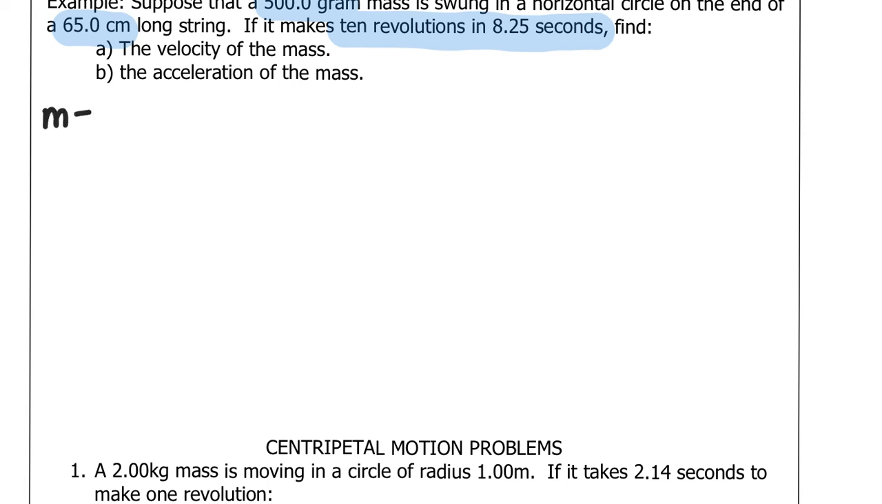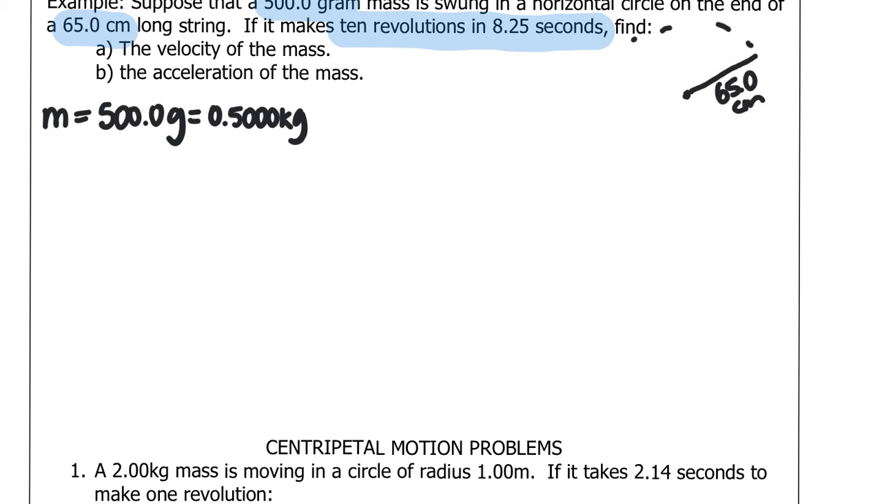So my mass is 500 grams. Now we're going to work always in kilograms, meters, and seconds, so we're going to convert that into kilograms. We need to move it 3 spots over, so it's going to become 0.500 kilograms. It's swung in a horizontal circle at the end of a 65 centimeter long string. So the string is 65 centimeters, and then it goes around in a circle from there. So that is actually the radius. So 65.0 centimeters, and again, we are going to work in meters, so we'll move that 2 spots over. So it's going to become 0.650 meters.